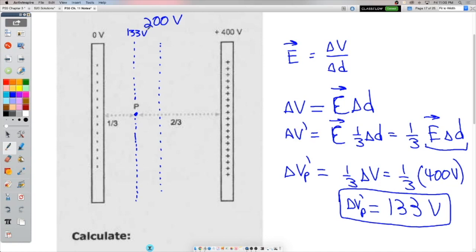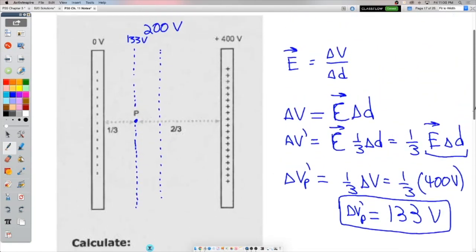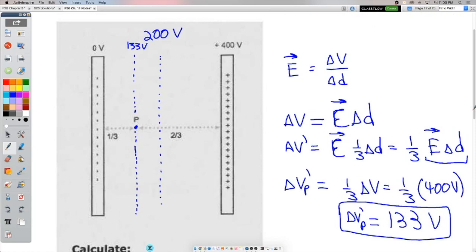Now you can imagine we could kind of sit here and do this all day, right? Any vertical line we draw through this electric field is going to be an equipotential line. Any point on that line is going to have the same potential difference. Okay, so we won't spend too much time. Let's just do what the question asks us. It says, draw in an equipotential line where V equals plus 100 volts. So I'm going to let you pause the video again. Try that on your own. Okay, if you don't have the notes in front of you, think about it. Where would it go? Or you can draw your own diagram to do it, but do try it on your own.